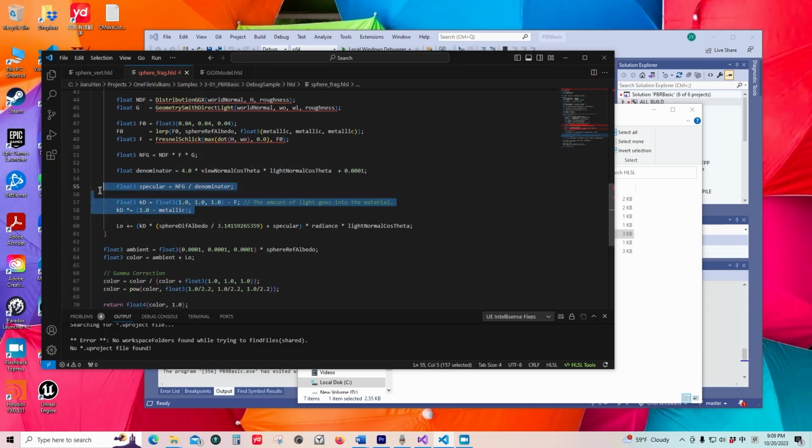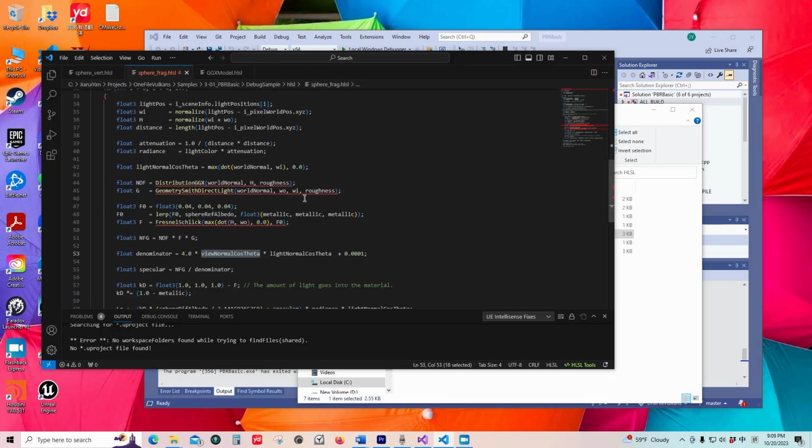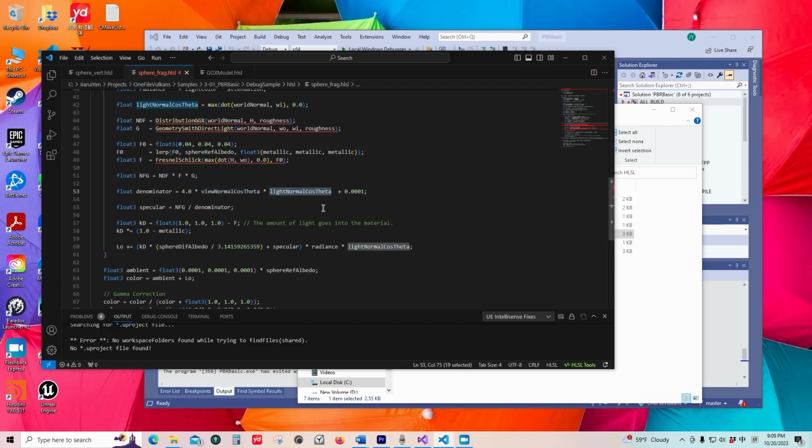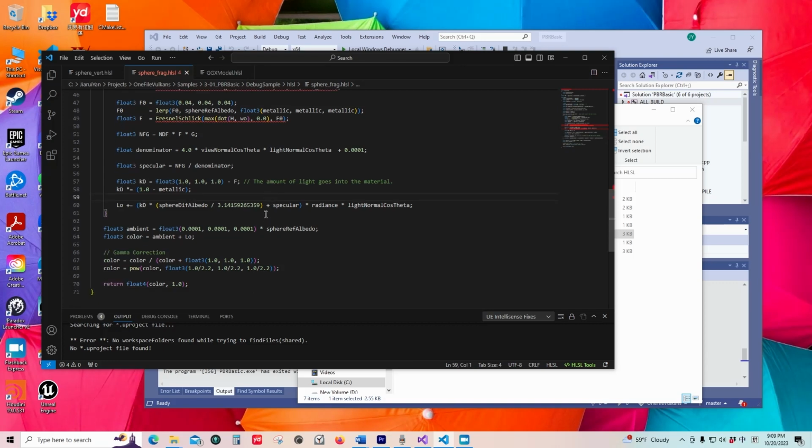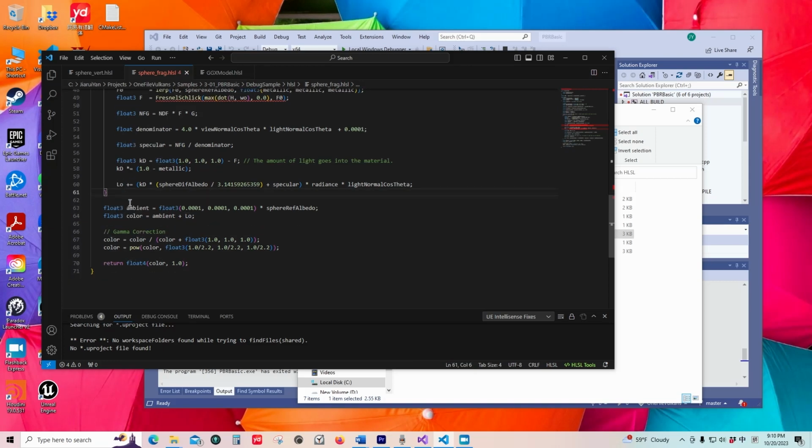The real normal cosine theta is used in the denominator, but the light normal cosine theta is used for the light density problem, so they are here. Kd is the diffuse percentage of the light. It can just be derived from the reflection part, which is just the value of F. We add it to Lo, and finally we get a color here.